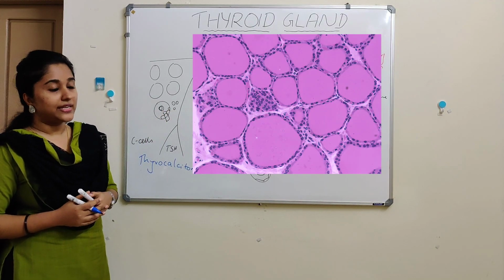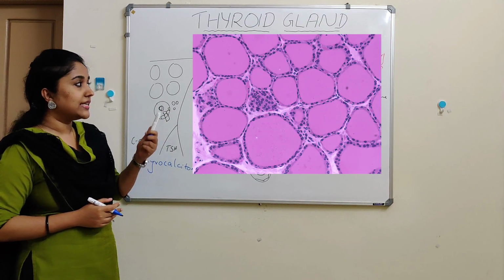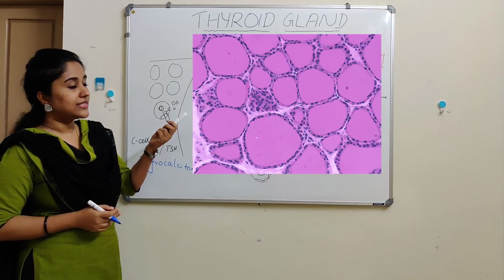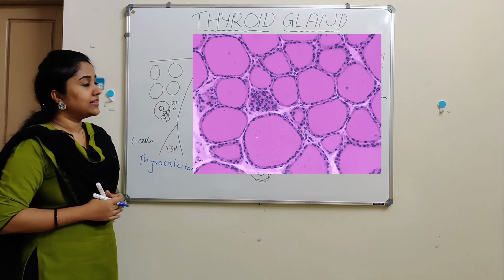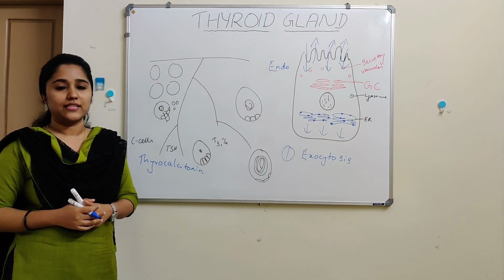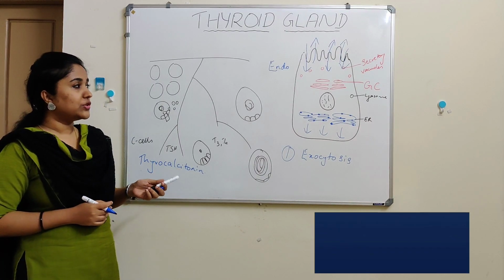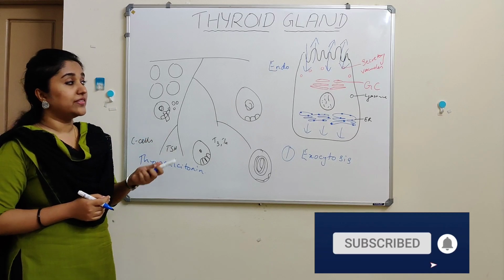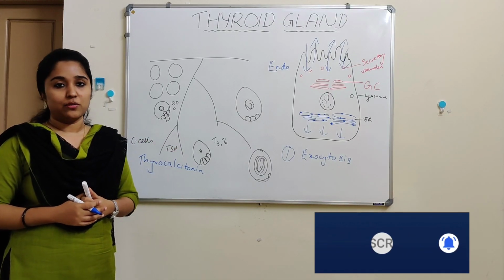This is a hematoxylin and eosin stained section of thyroid gland. You can see the thyroid follicular cells and then parafollicular cells and then the stroma. Histology of thyroid gland is a favorite question for the exams. So I hope you have understood this short topic, that is the histology of thyroid gland and the thyroid hormone synthesis.